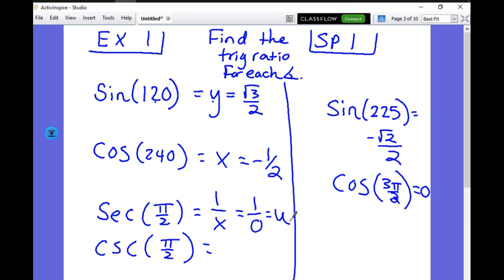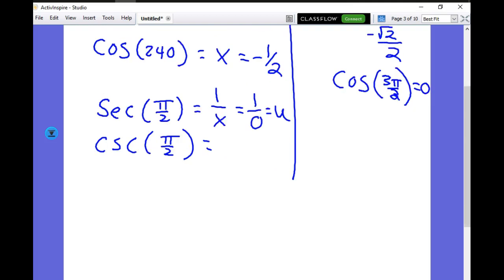Okay? Let's do another one. How about you guys do cosecant of pi over 2? See what you get for cosecant of pi over 2. What's the ratio? 1 over 1. It's 1 over y. Oh, my bad. So that's going to be 1 on the bottom, and so the answer there is 1.